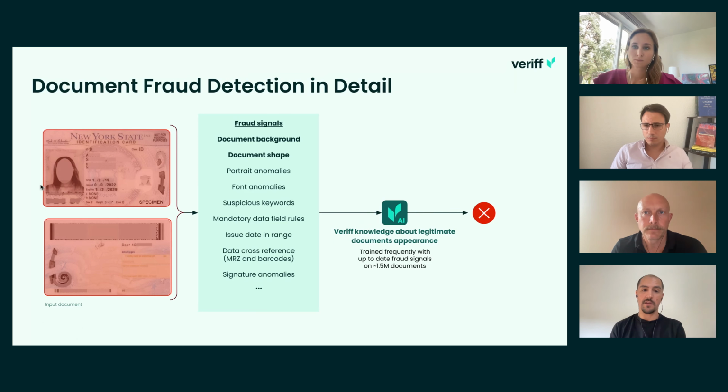And we also look at the shape of the document. We look at the borders and try to find whether there's something in the borders that is suspicious for shape fraud, as we call it.